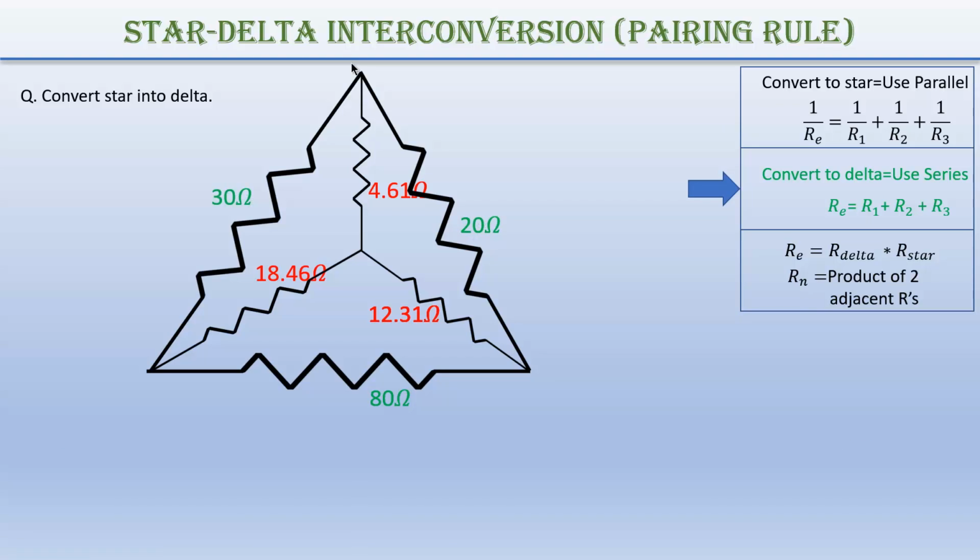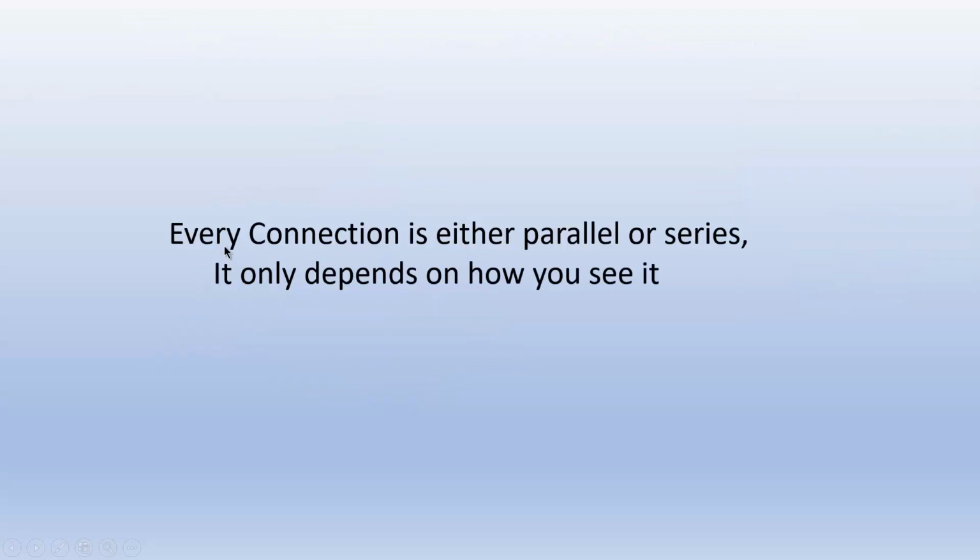So what you learn from here is that you do not need to remember the strict formula for star delta interconversion. You can use the same formula that we use in parallel or series combination to do this star delta interconversion. The only thing you need to remember is you need to replace the resistors with the product of two resistors, and this product of two resistors can be easily obtained from the geometry here. So what you learned today is every connection is either parallel or series. It only depends on how you see it.